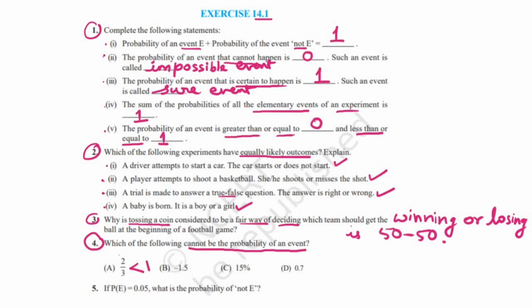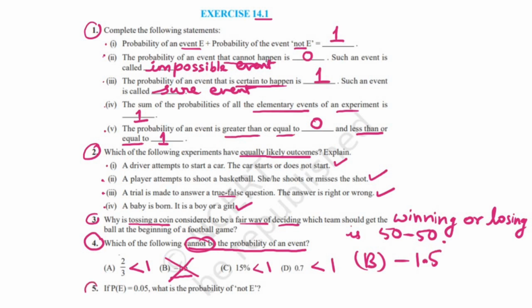The second one, probability of an event is minus 1.5. So this is not possible. Probability of happening or not happening of an event can't be negative. The third one is 15%, means 0.15. So this is also less than 1. It is possible. The last one, 0.7, which is less than 1, is also possible. So which cannot happen? The B bit, which is minus 1.5. So probability of an event cannot be a negative number.